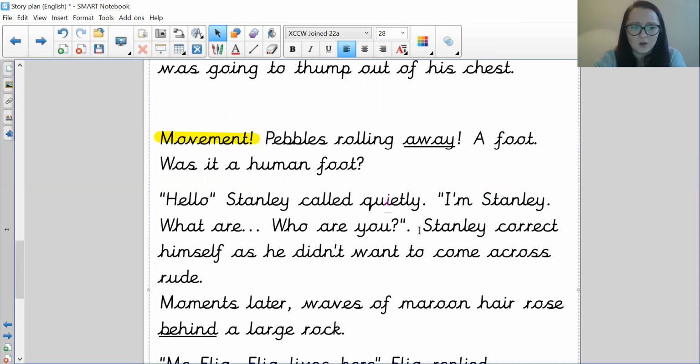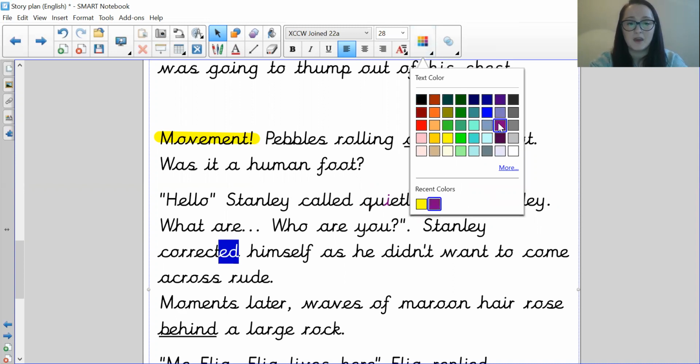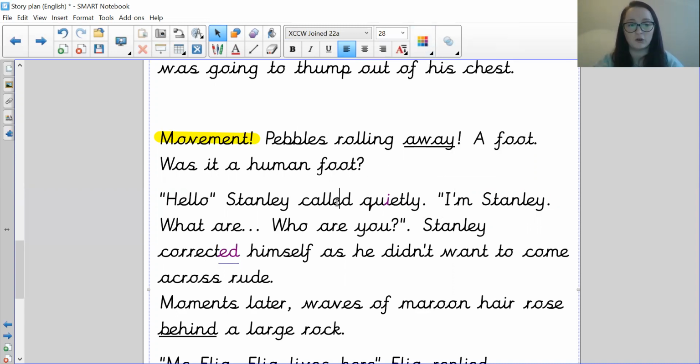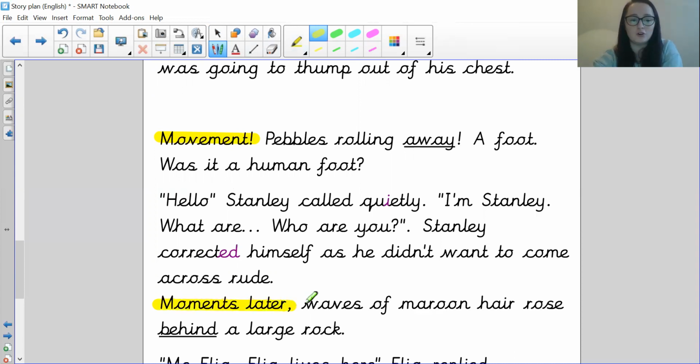"I'm Stanley. Who are you?" Stanley corrected himself. Another mistake, silly Miss Dunn. Let's edit it, purple pen. There we go. And you can be purple penning as you go along too. Stanley corrected himself as he didn't want to come across rude. Moments later, and I'm going to do that in yellow highlight as well because I'd like you to include that to help structure your story. So moments later, waves of maroon hair rose behind a large rock, and you can see I've fitted in a couple of prepositions there as well.